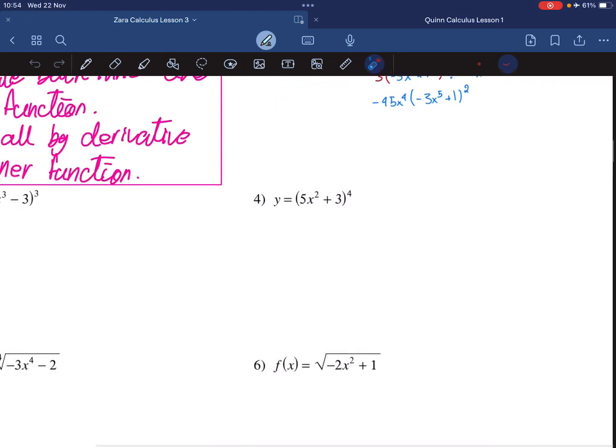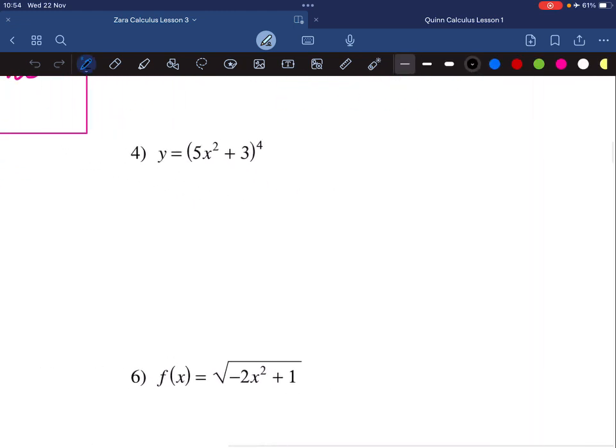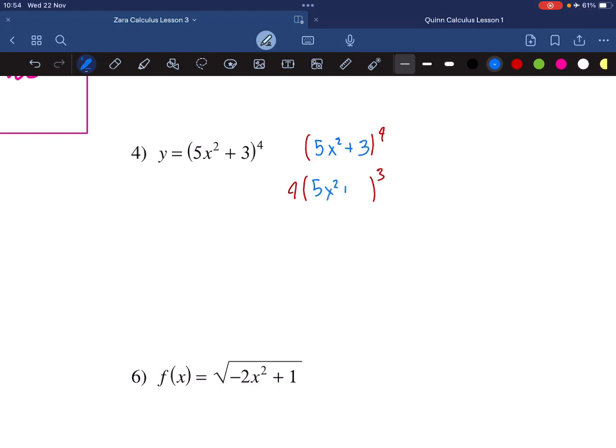So we have 5x squared plus 3, bracket to the power of 4. So find the derivative of the outer function first of all. Well, that's just going to be 4 times whatever's inside it cubed. What's the derivative of 5x squared plus 3? Well, it's just 10x. So this is going to be 40x multiplied by 5x squared plus 3 cubed.